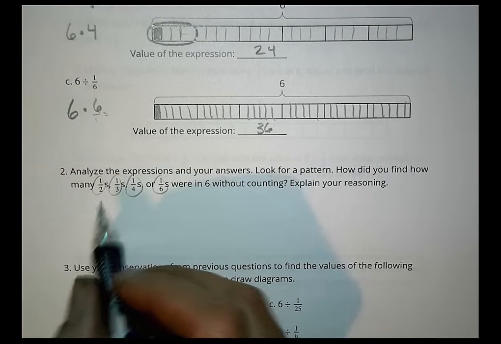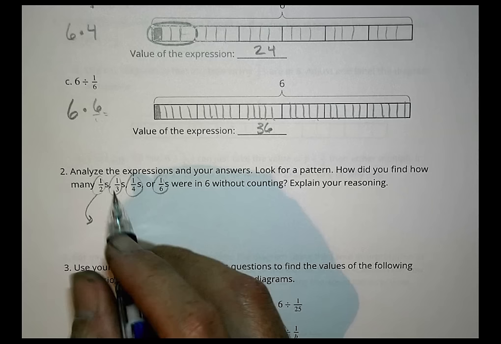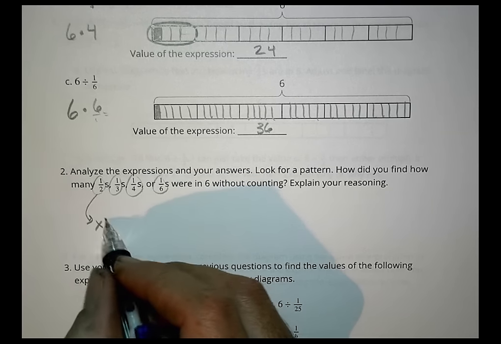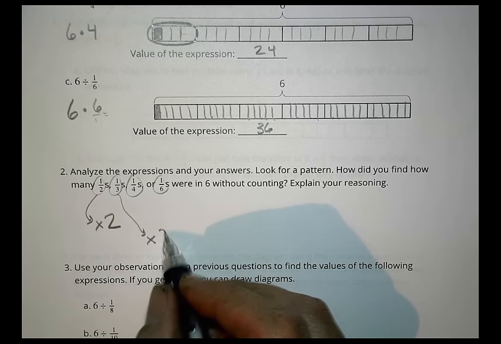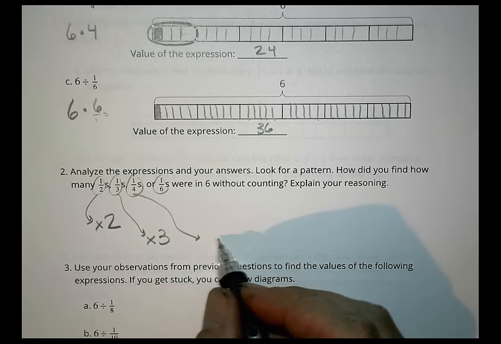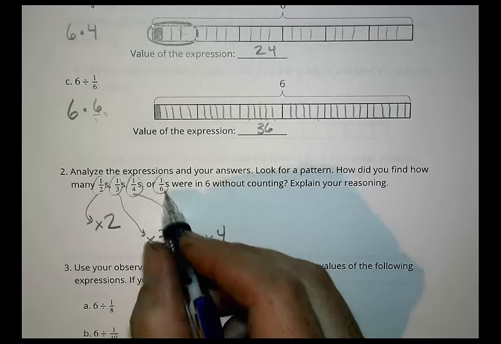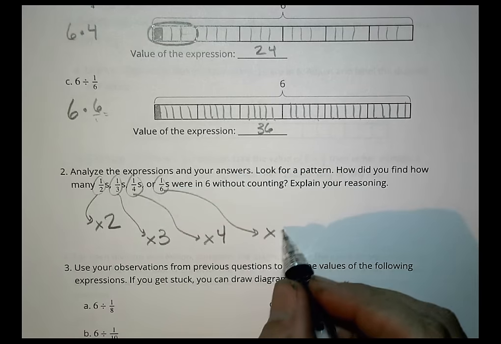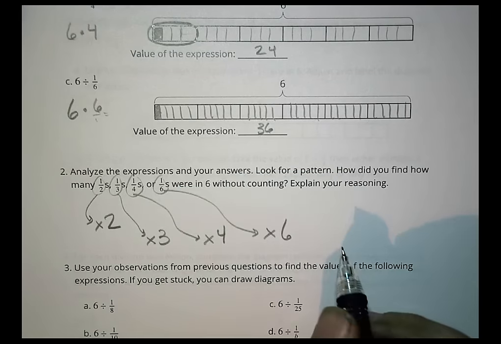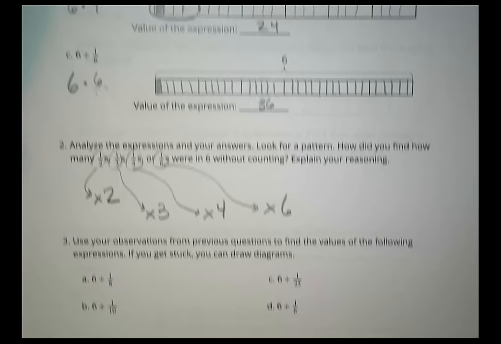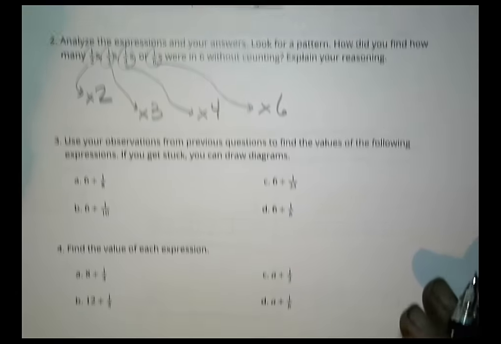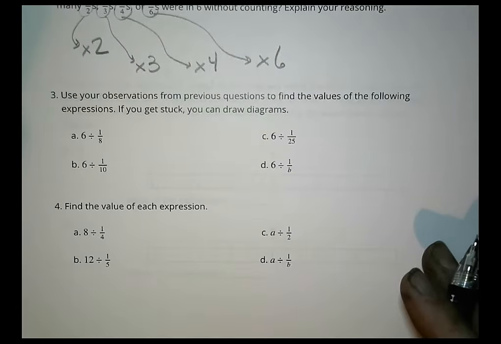What did we do? We looked at a half and said that's the same as multiplying by 2. We looked at a third and said that's the same as multiplying by 3. The fourth was the same as multiplying by 4, and the sixth was the same as multiplying by 6, which made finding the solutions to our problems much easier than counting up a whole bunch of numbers on the tape diagram. So using those observations now, we're going to find some values for us from the questions here.